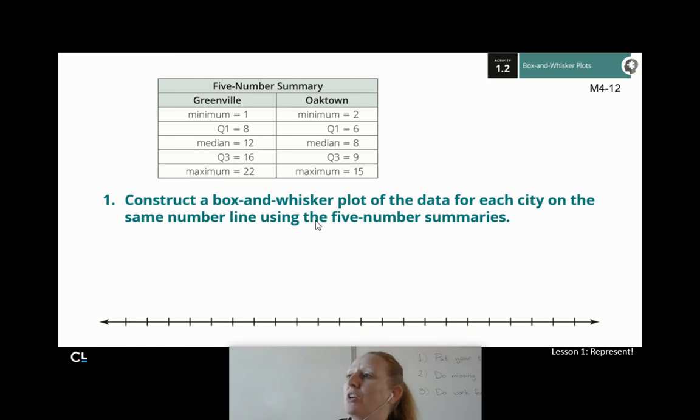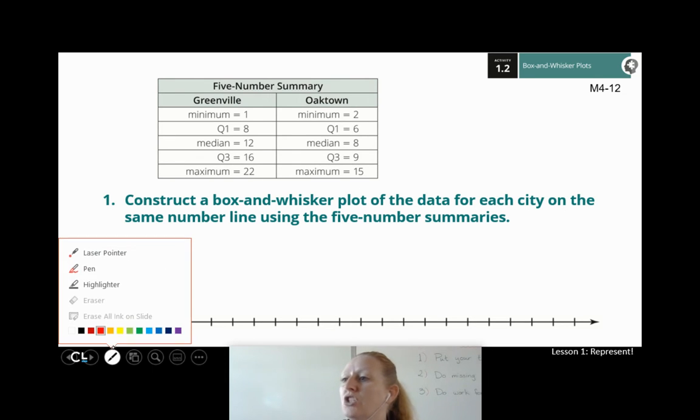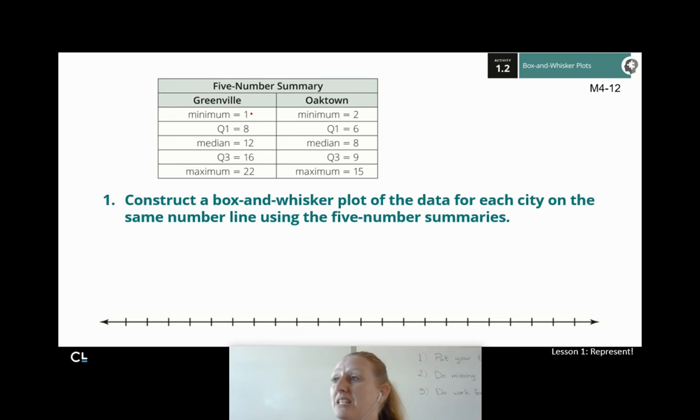So let's start off with our number line. Looking at these, a minimum of 1, a minimum of 2, a maximum of 22, and a maximum of 15. So this says to me, I need to make sure my number line goes all the way from 1 to 22. So just to start, 1, 2, 3, 4, 5, 6, 7, 8, 9, 10, 11, 12, 13, 14, 15, 16, 17, 18, 19, 20, 21, and 22.